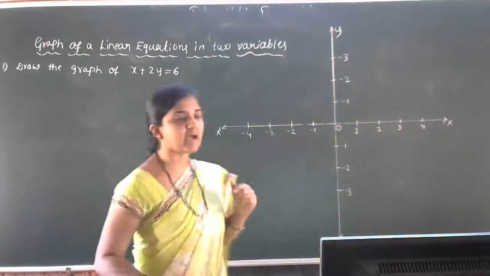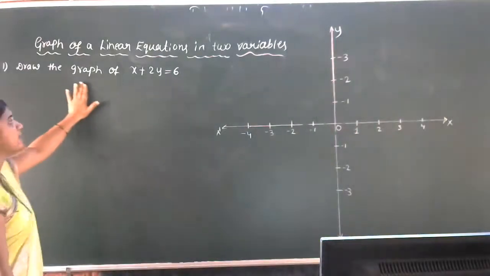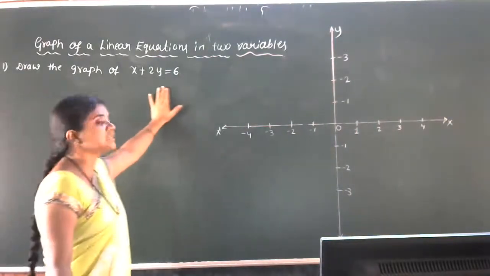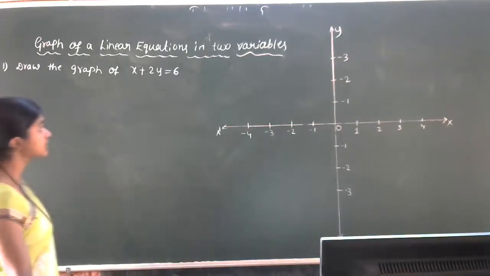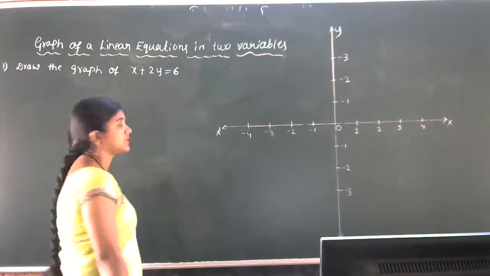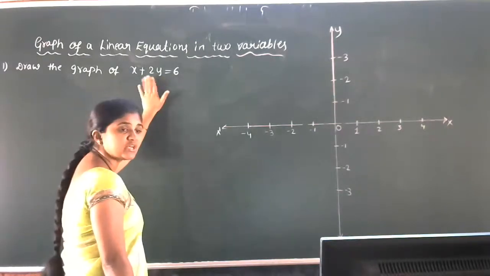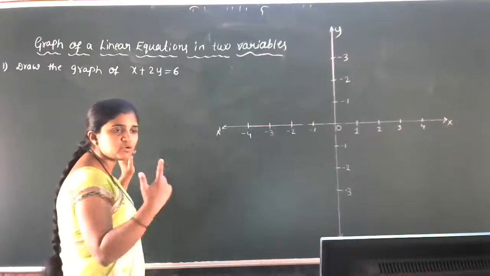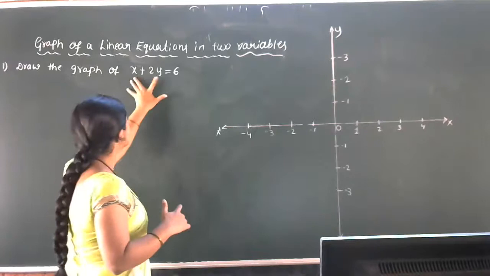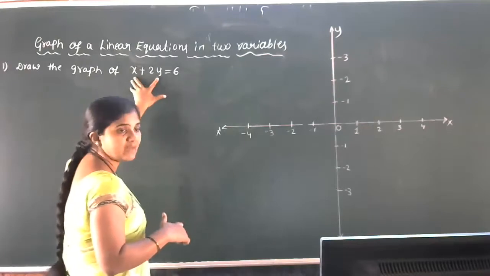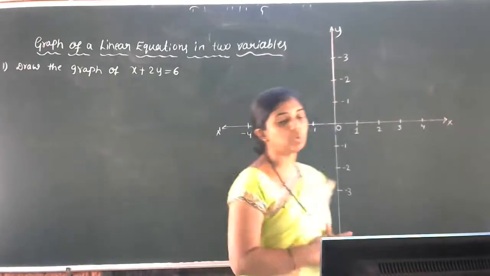I took one example problem, students. See here, the first question is: draw the graph of x plus 2y equals 6. Is it a linear equation in two variables? First, we have to notice whether it is a linear equation in two variables or not. Yes, of course, this is a linear equation in two variables. Now we have to draw the graph of this linear equation in two variables.